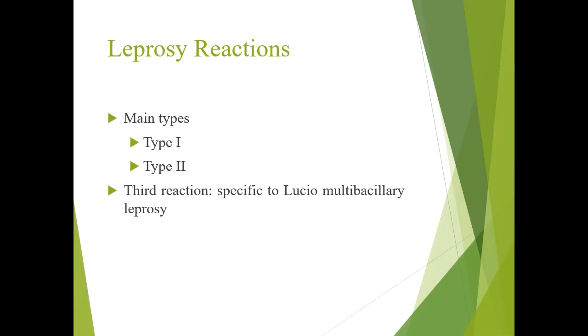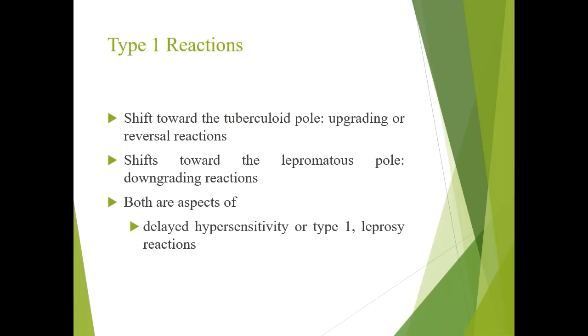Coming to leprosy reactions, there are mainly two types of leprosy reactions, and there's a third reaction which is specific to Lucio multibacillary leprosy. Type 1 reactions shift toward the tuberculoid pole, which is an upgrading or reversal reaction, or there can be a shift towards the lepromatous pole, which is a downgrading reaction. Both are aspects of delayed hypersensitivity, or type 1 reaction, in leprosy.